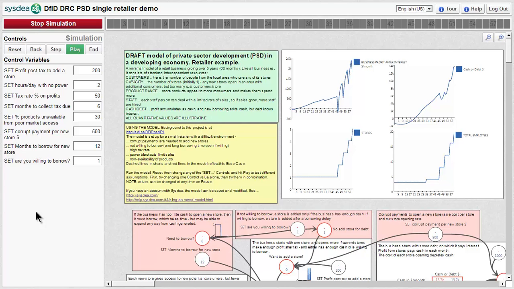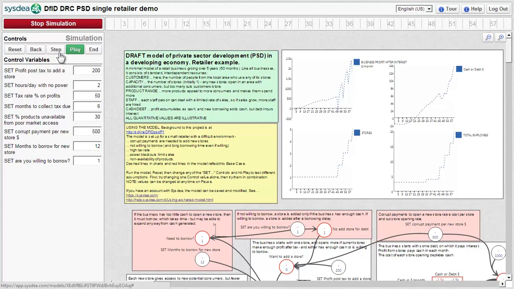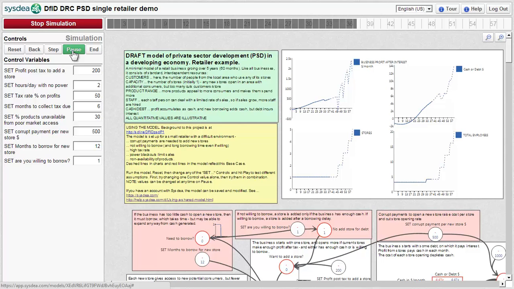The model already shows how the business performs under quite severe difficulties on all the issues we just discussed. Simply hit reset and play to recreate these results at any time. You can see that the difficulties mean it takes a long time before the first store makes enough profit to justify opening more, and after 5 years our entrepreneur ends up with only 5 stores employing 20 people and making just over $2,000 per month.